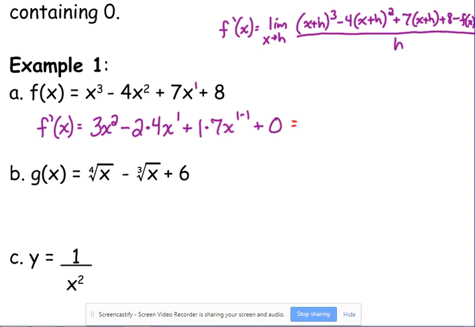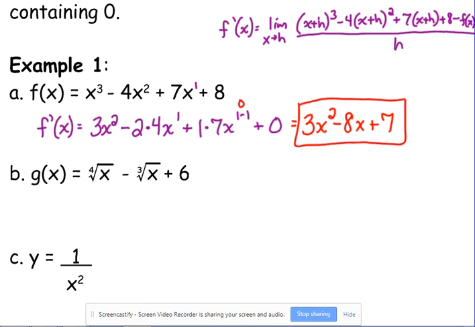So let's clean this up a little bit. 3x squared minus 8x plus 7, because x to the 0, anything to the 0 power is 1. So here's our derivative. So much easier than the limit definition, right?